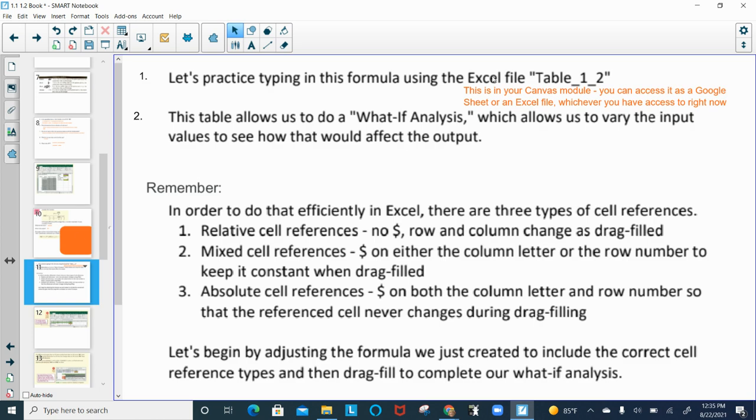When we start the next video, you're going to need from Canvas either the Excel spreadsheet file, table_1_2, or, if you don't have access to Excel, you're going to need to go to the Google Sheet link in the Canvas module and make a copy of that for yourself. Then change the name on it so that you have something with your last name, probably would be best. And then we'll do this together. We'll talk about something a little bit more complicated, how to figure out how much you're paying.